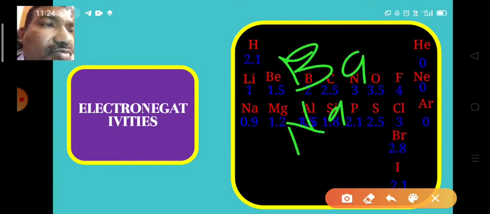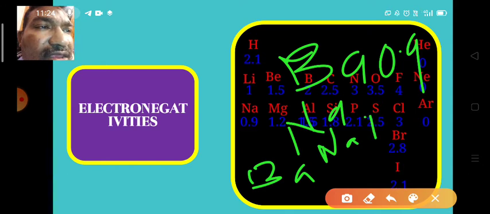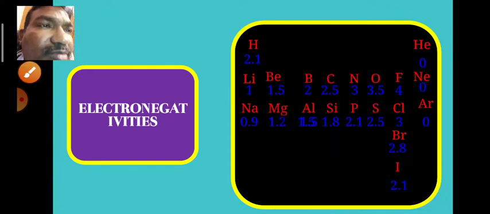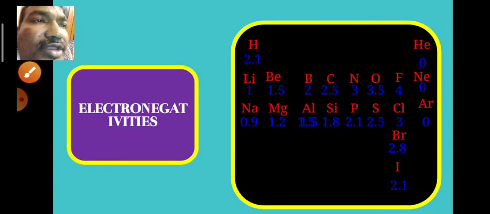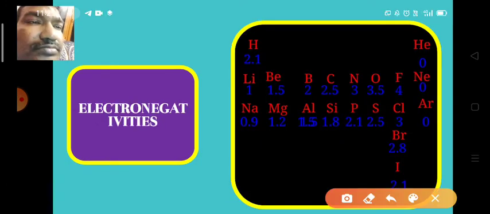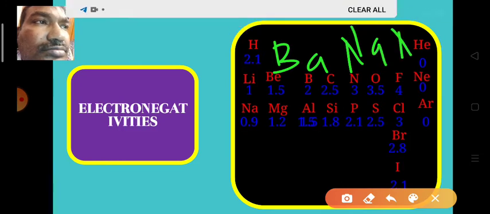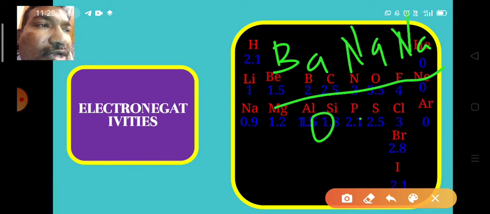Barium and sodium have the same electronegativity, that is 0.9. So we can easily remember it as "banana", BANANA. We are taking Na two times in order to remember banana easily. So the electronegativity is 0.9. Like that we can easily remember banana for sodium and barium, 0.9 electronegativity.